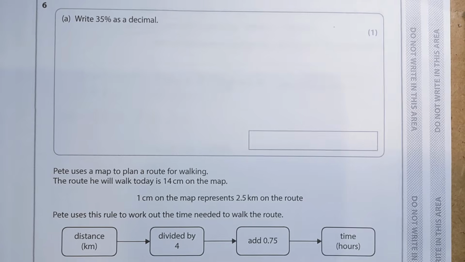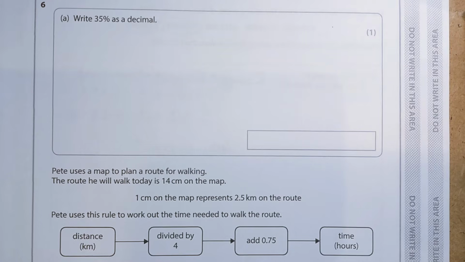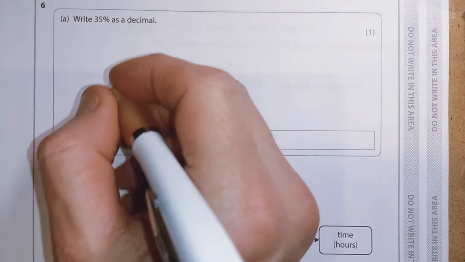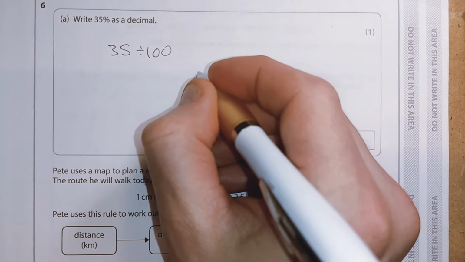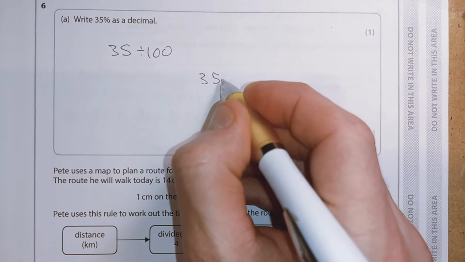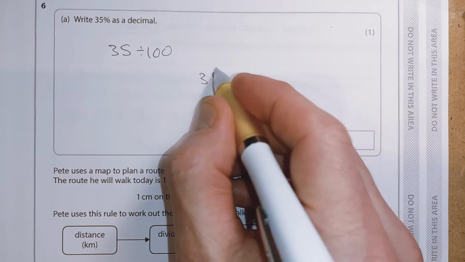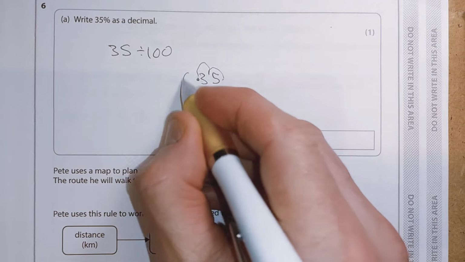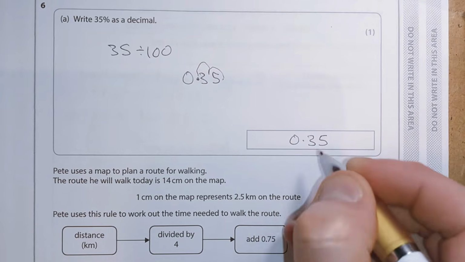Let's see if we can get as much of the question on as possible. Question 6. Write 35% as a decimal. Right, well, 35%, you want to do 35 divided by 100. So 35, you can think of a decimal point at the end. Dividing by 100, we're making it smaller. And we've got 2 zeros, so move it once, twice. So we're going to get 0.35.